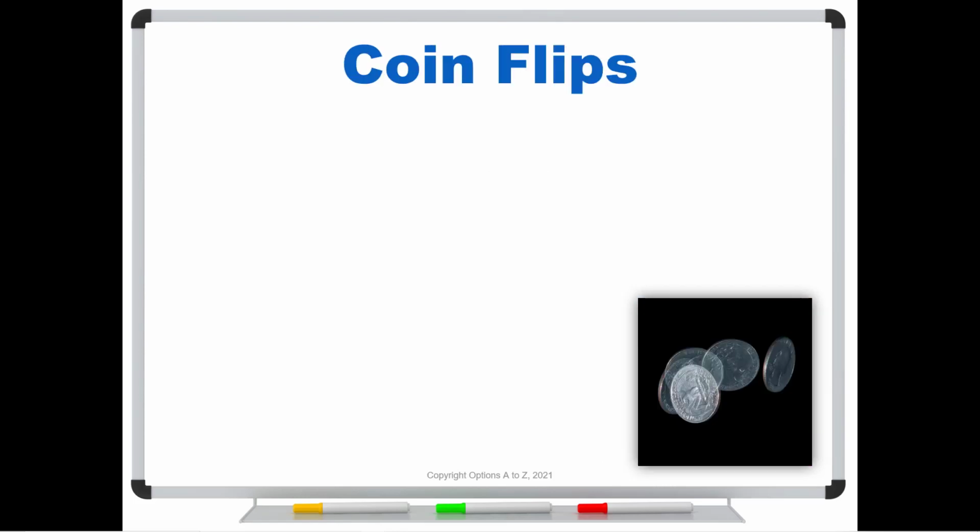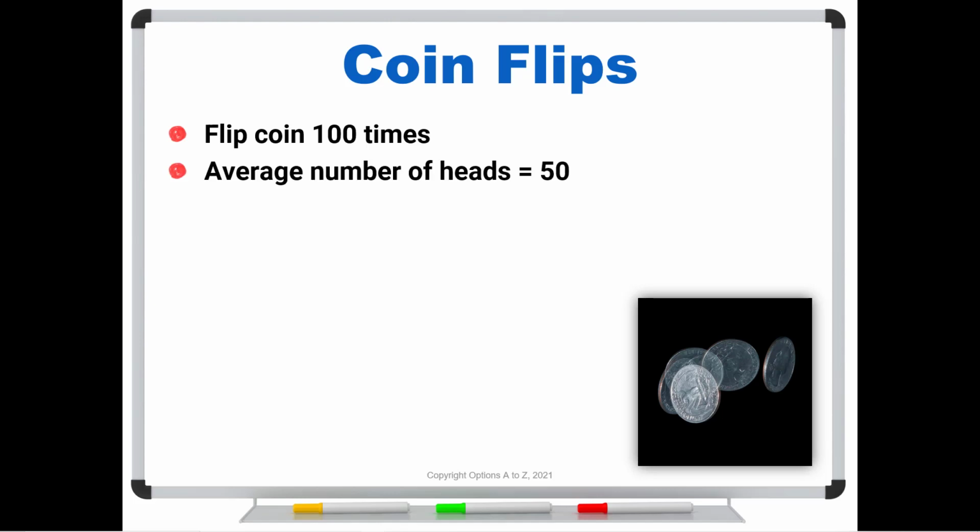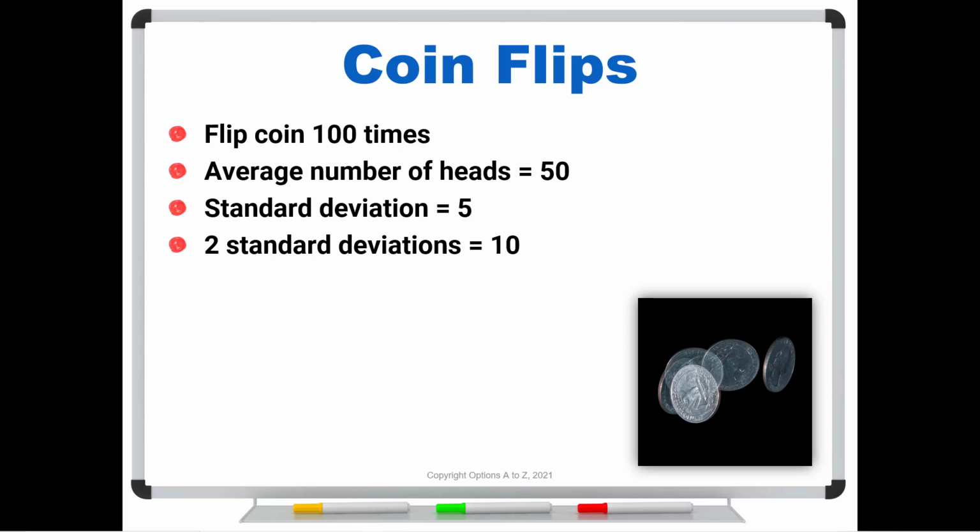So for a simpler example, think about coin flips. If you flip a coin 100 times, you're going to get an average number of heads at 50. I think that's pretty self-evident. If you did this lots and lots of times, the average would be 50. However, the standard deviation is 5. And most of the time, we're going to look at 2 standard deviations to get a much more accurate confidence interval. So that's 10. So under the bell curve, 2 standard deviations is 95% of the area. And that means that you could get somewhere between 40 and 60 heads 95% of the time.